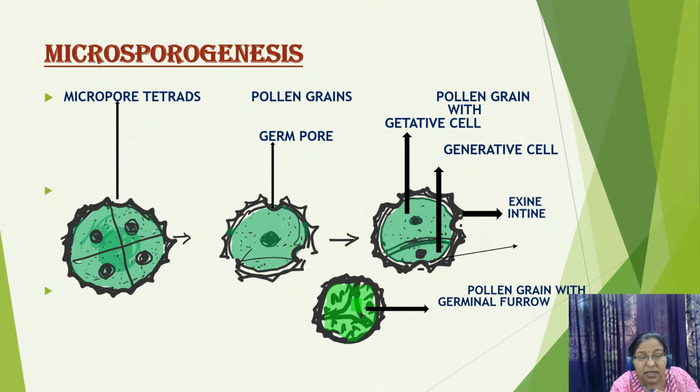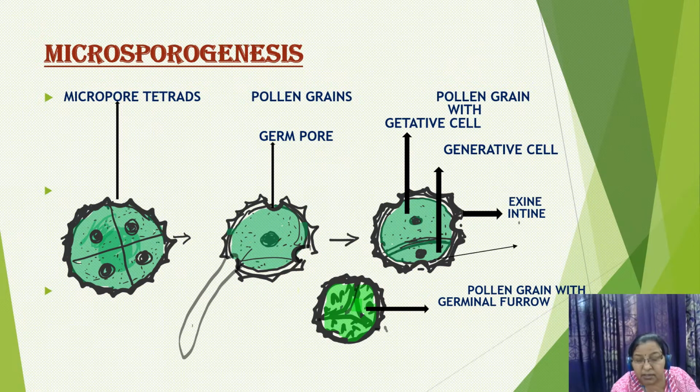Now these pollen grains, these are the tetrads, and the structure of the pollen grain we'll study in detail. Before that, you can see here there is a germ pore. This germ pore is the place from where the pollen tube is going to come out. When the pollen is going to germinate, the pollen tube will come out. You can also see furrows. These furrows are the unthickened areas in the thick exine. This is the exine of the pollen.